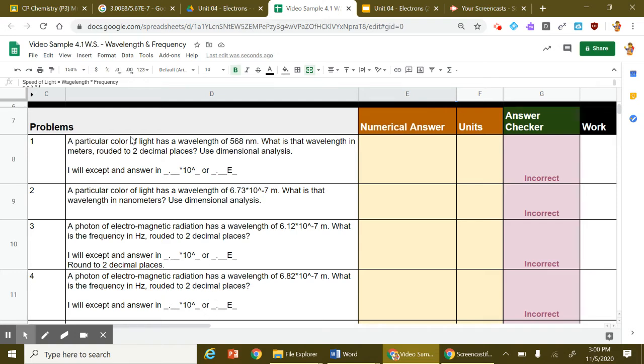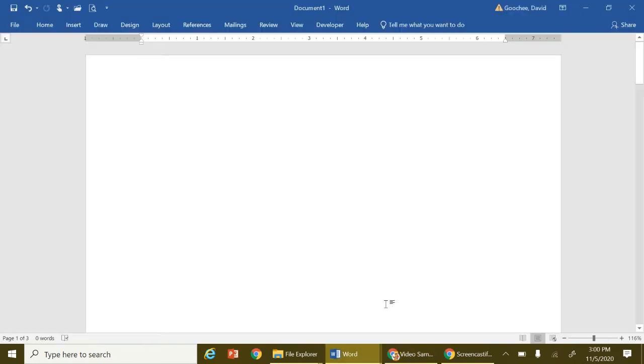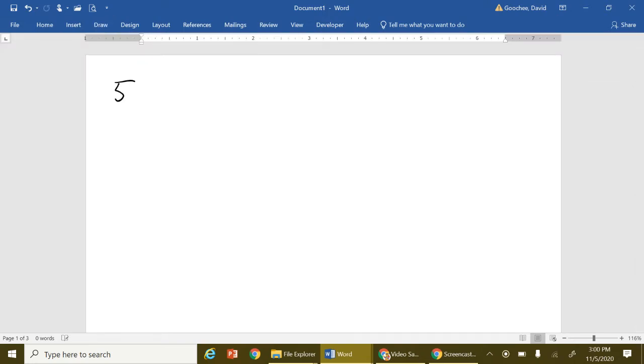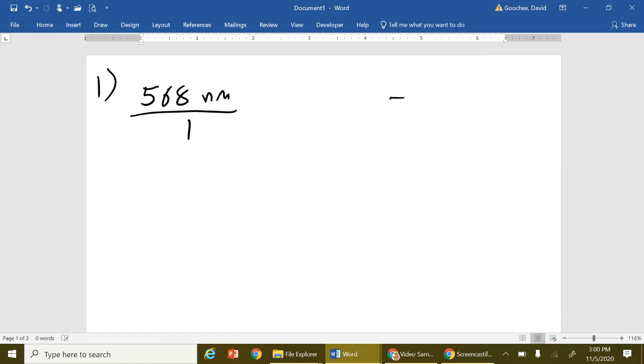Problem 1: a particular color of light has a wavelength of 568 nanometers. What is that wavelength in meters? Here we go. Let me label this 2 because I'm going to upload this as well. So, 568 nanometers over 1, and we are going to convert that into meters.